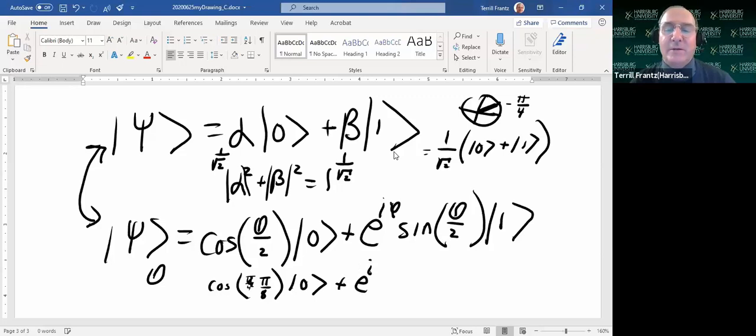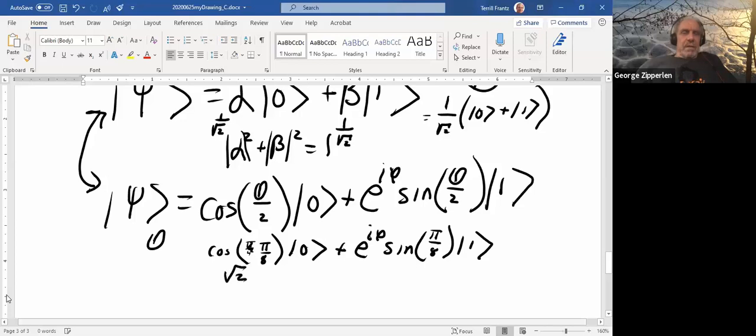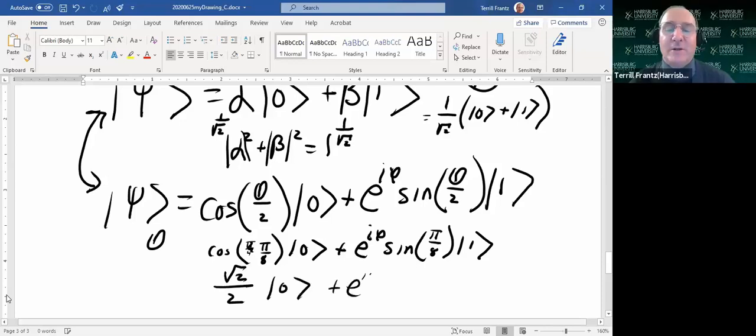And then this thingamajiggy, not to disrespect it, but Euler's masterpiece. And then this would be the same thing, pi over 8. Anybody, cosine of pi over 8 would be? That's your root 2 over 2, I think. Yeah. Get to this thingamajiggy here in a second. So this would be root 2 over 2.